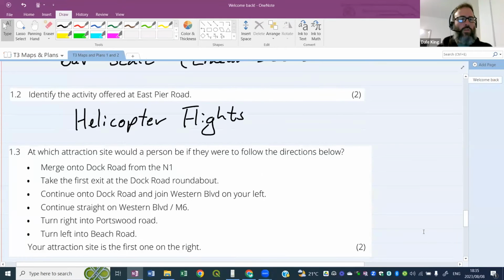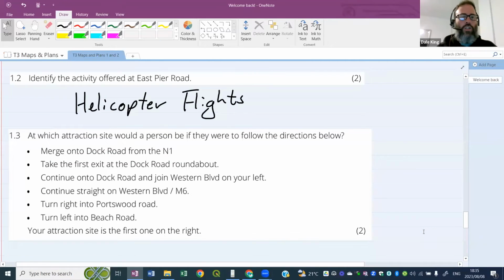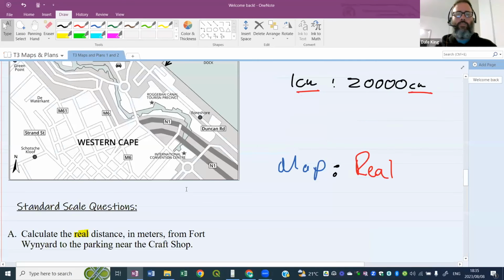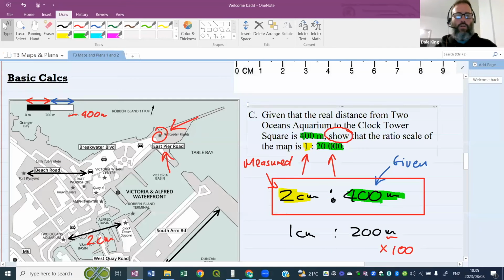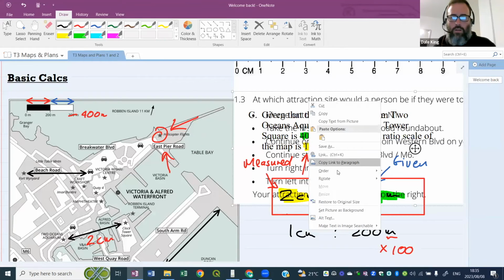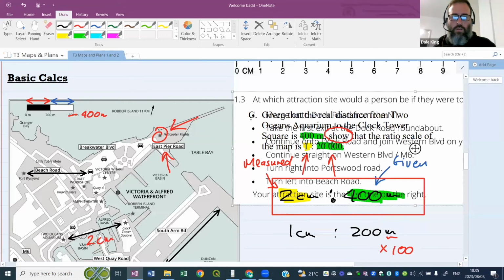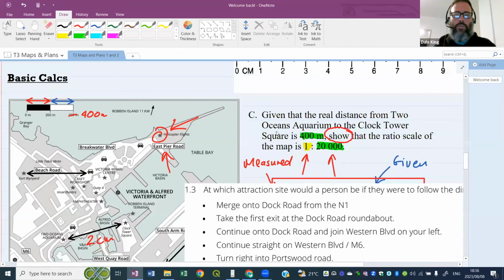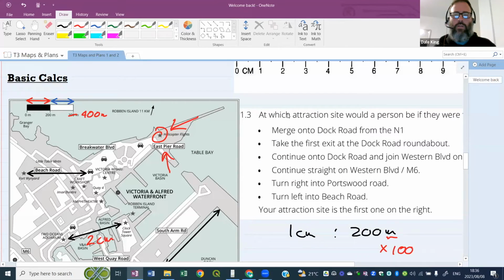All right, next question, 1.3. At which attraction sites would a person be if they were to follow the directions below? Now, it's important that I discuss this. I want to bring it up to the map, and we're going to put it here. Hold on a second. I'm going to have to delete this. All right, let's delete the other question. Oh, there we go. All right, there it is.